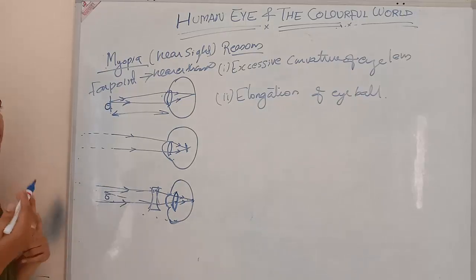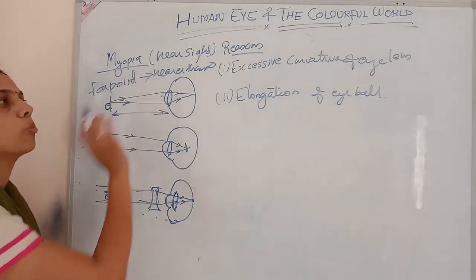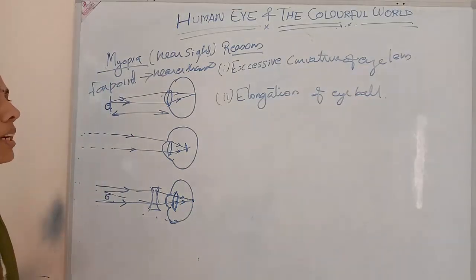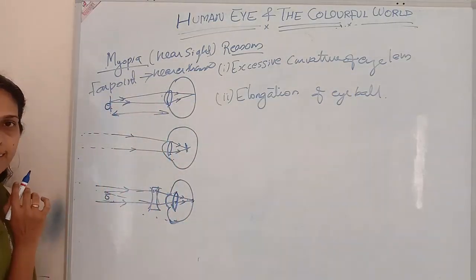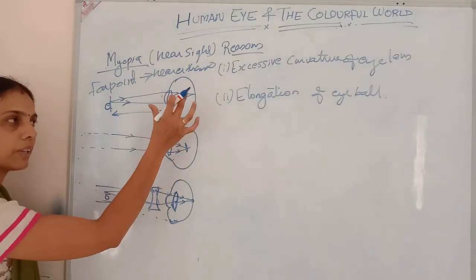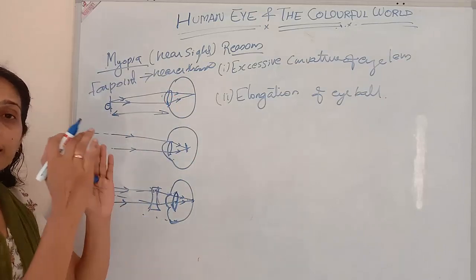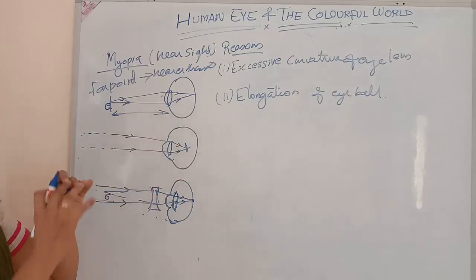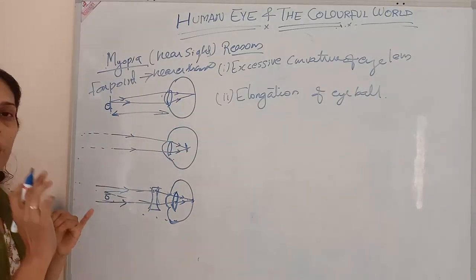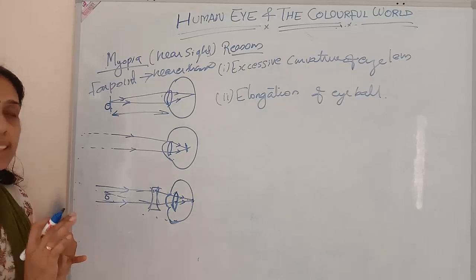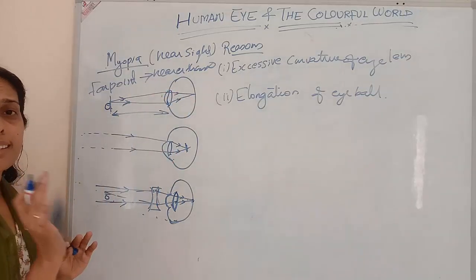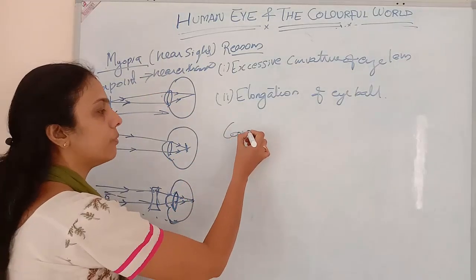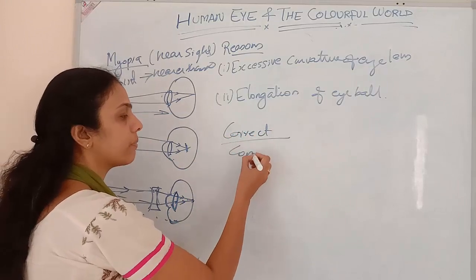Okay, now what is the reason for this myopic eye? Myopia, what are the reasons? First one is excessive curvature of the eye lens. Curvature will be more for the eye lens. And the second is elongation of the eyeball. Elongation of the eyeball and excessive curvature of the eye lens, these are the reasons for the myopic eye. How can we correct that? We can use a concave lens.